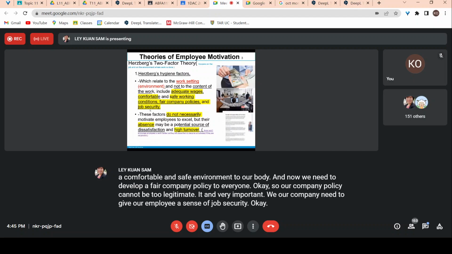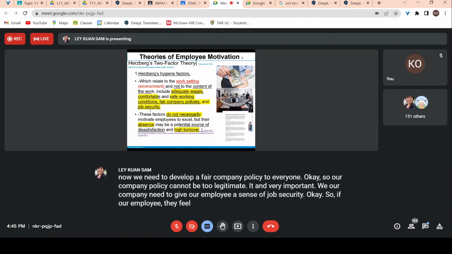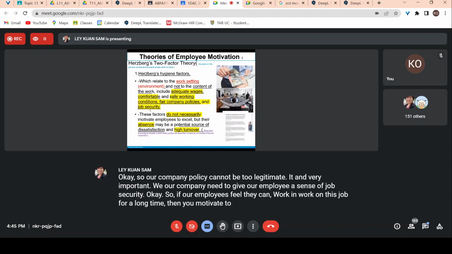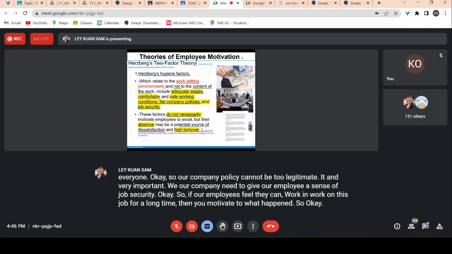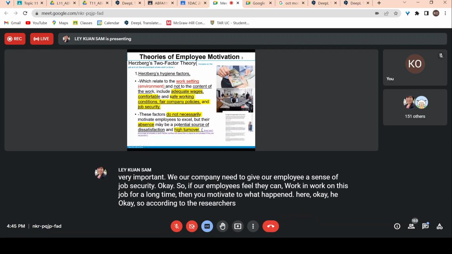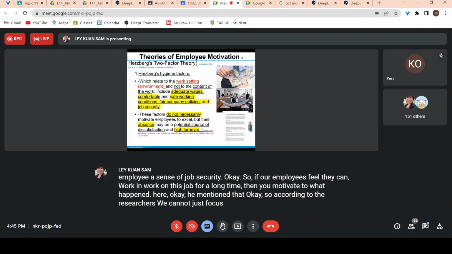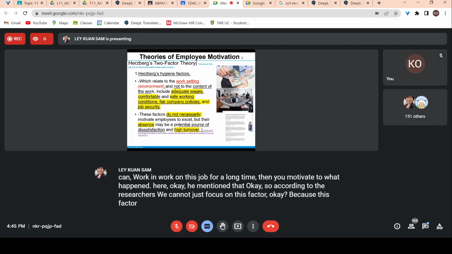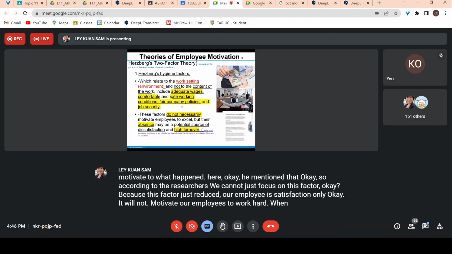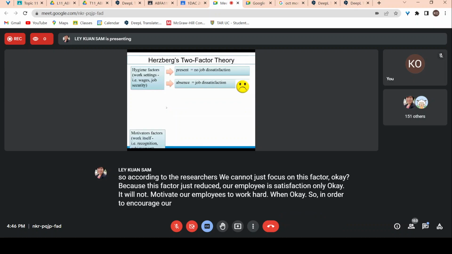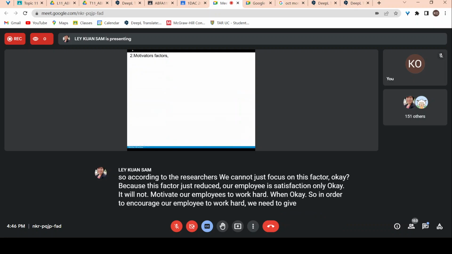Okay, so if our employees feel they can work on this job for a long time, they will be motivated to work hard. Okay, so according to the researcher here, he mentioned that we cannot just focus on these factors, because these factors just reduce our employee dissatisfaction only. Okay, they will not motivate our employee to work hard. Okay, so in order to encourage our employee to work hard, we need to adjust this one also.